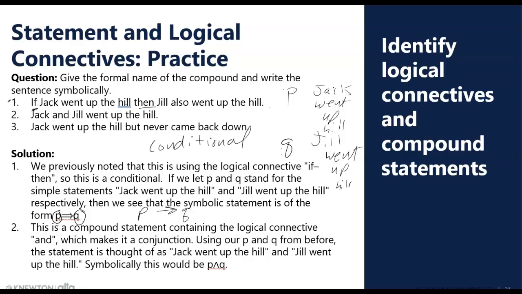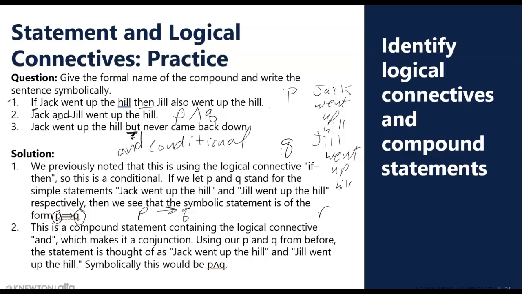So Jack and Jill went up the hill. The connective is the and. That will be P and Q. Jack went up the hill but never came back down. We don't have a statement for never came back down. The word but, the key here is always interpreted as an and. So Jack went up the hill, and statement R could be Jack did not come back down the hill. You would do P and R.